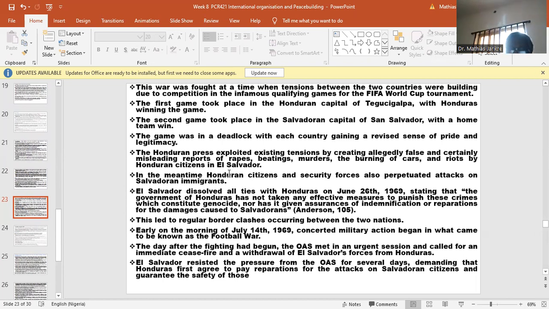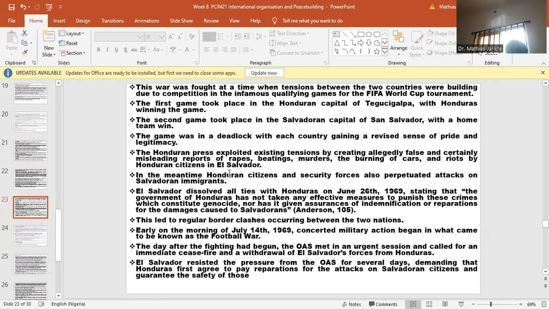Early on the morning of July 14, 1969, concerted military action began in what came to be known as the football war. The day after the fighting had begun, the Organization of American States met in an urgent session and called for an immediate ceasefire and a withdrawal of El Salvador forces from Honduras.